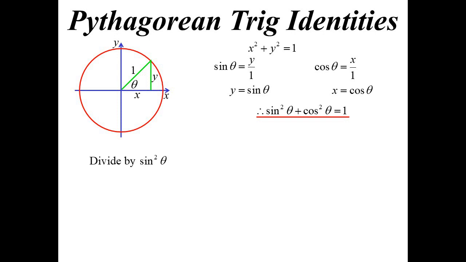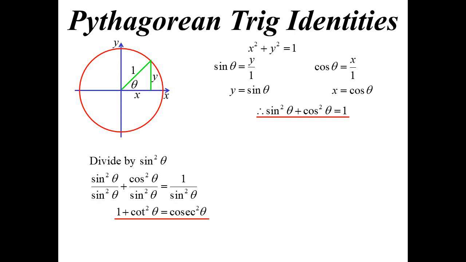Now, to create the next one, we divide everything by sine squared theta. So sine squared on sine squared, well, that'll become 1. Cos squared on sine squared, that'll become cot squared. And 1 on sine squared, well, that's cosec squared. So there's the second of our trig identities.